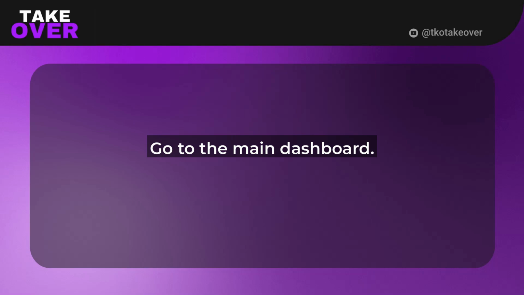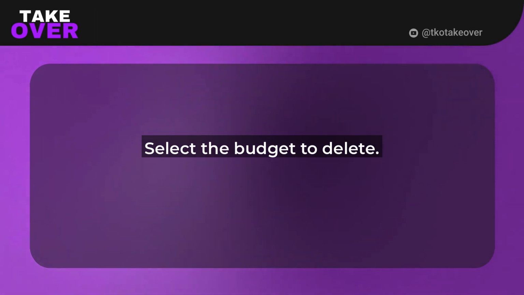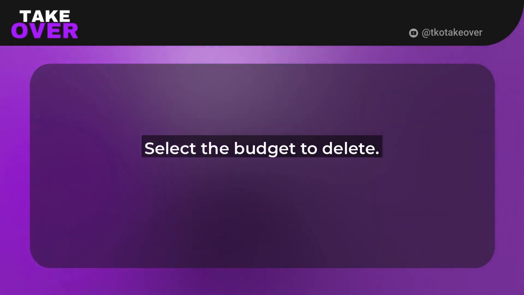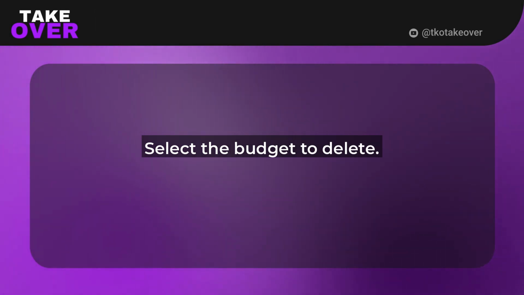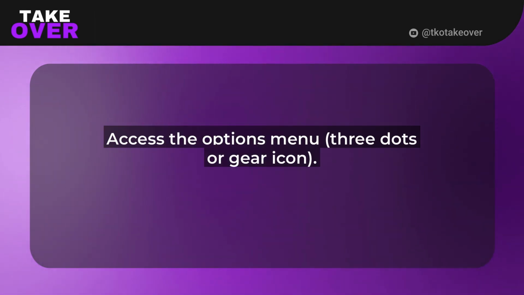First things first, make sure you're logged into the YNAB app on your phone or computer. It's always a good idea to double-check that you're in the right account to avoid any mix-ups. Once you're in, head to the main dashboard. Here, you'll see a list of your budgets. Tap or click on the one you want to delete. YNAB might ask you to confirm your selection, so go ahead and do that.